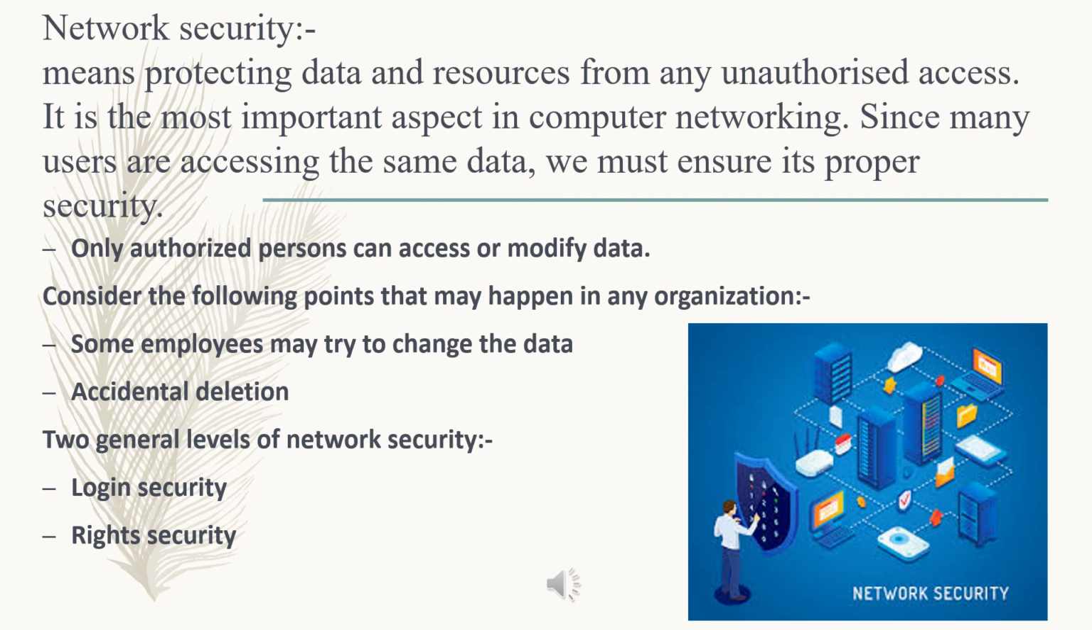Consider the following points that may happen in any organization. Some employees may try to change the data, or there may be accidental deletion of the data. Next are the two general levels of network security, that is login security and rights security. Login security means you are given a unique login name and password. Rights security is based upon your username. You are given rights like read only access, read-write access, or no access at all.